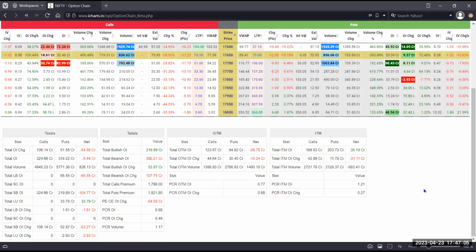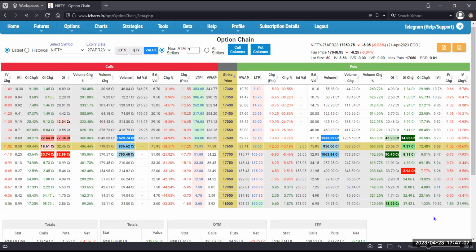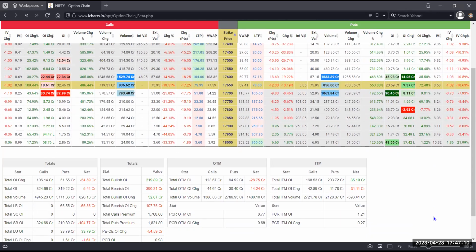That kind of bar also can be added here. What kind of bar actually?